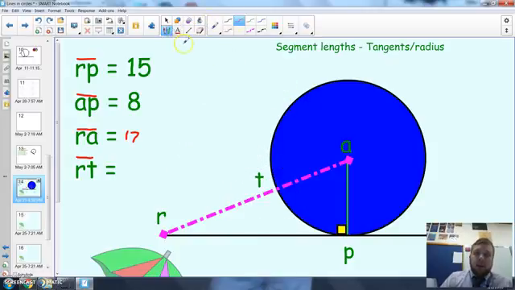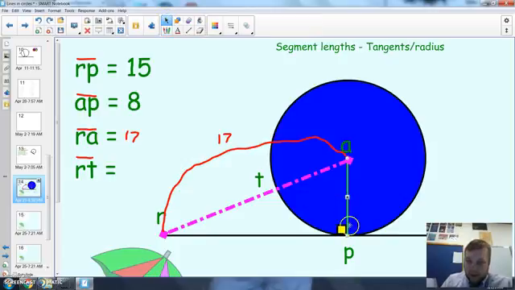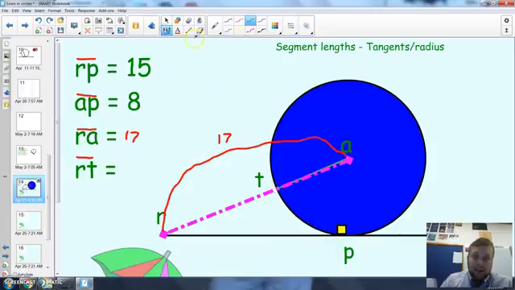Okay. Well, if the whole distance from here to here is 17. Now, I actually know something else. Can you guys spot it? I actually know AP is 8, right? And isn't that going to still be 8 right there? Isn't that 8? Right? AP is 8.